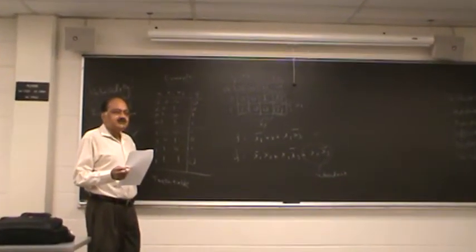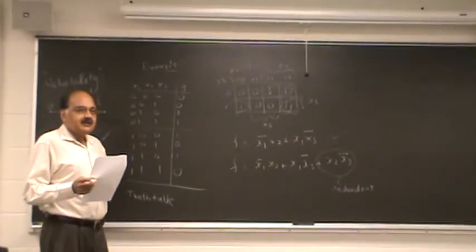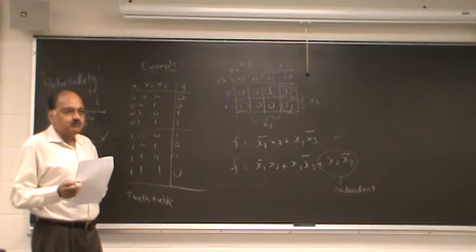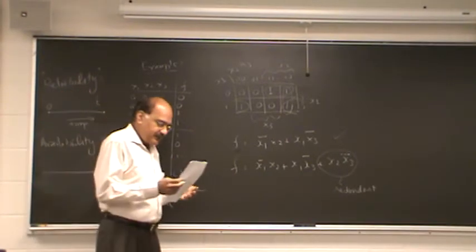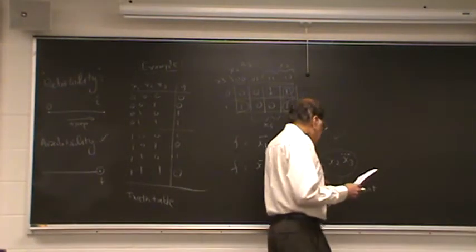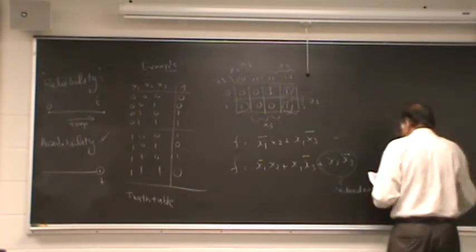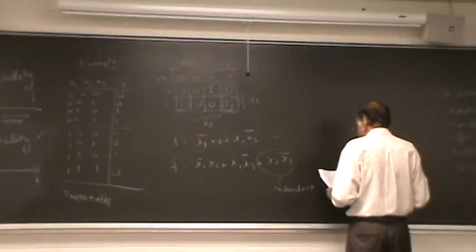Well, let me see. Can I say that? Functionally, it's not going to give you a problem. Your twin will still work correctly, except that this is redundant. And when you implement your circuit, it is going to look like this.